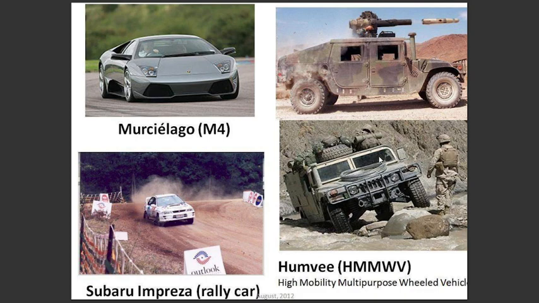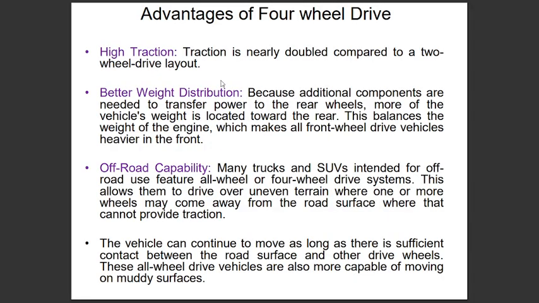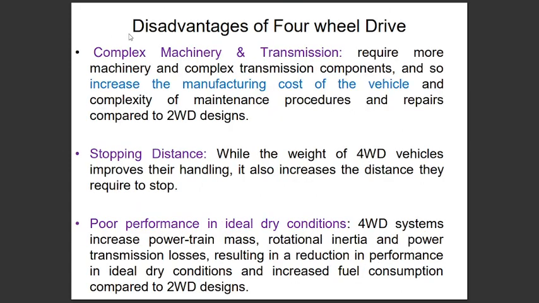Next, these are examples of four wheel drive, which are used for heavy mountain climbs or racing. Advantages: high traction, better weight distribution, and increased off-road capability. The vehicle can continue to move as long as there is sufficient contact between the road surface and the other drive wheels. These vehicles are more capable of moving on muddy surfaces. Next, disadvantages of four wheel drive: complex machinery and transmission, longer stopping distance, and poor performance in ideal dry conditions.